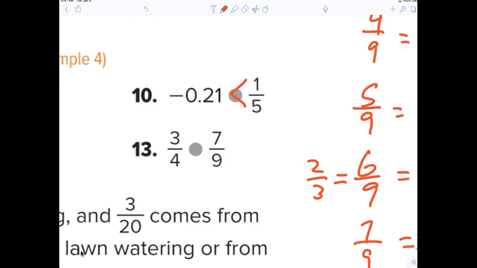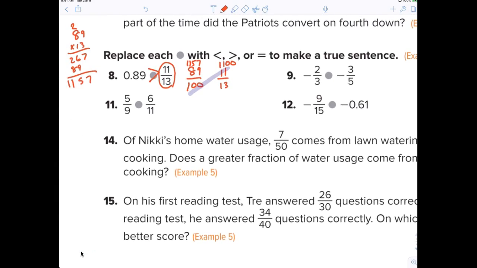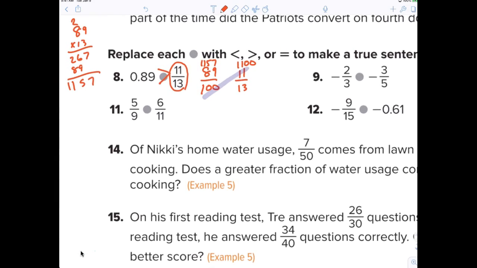Did I see that? Yeah, for some of you, it's right. All right. What's wrong with number 8? Okay.